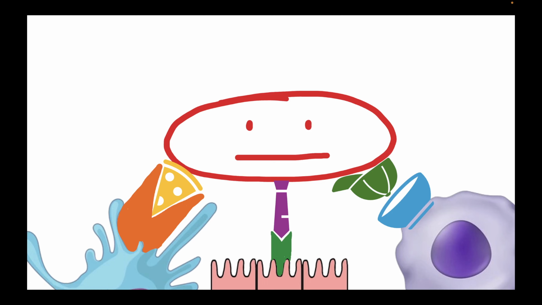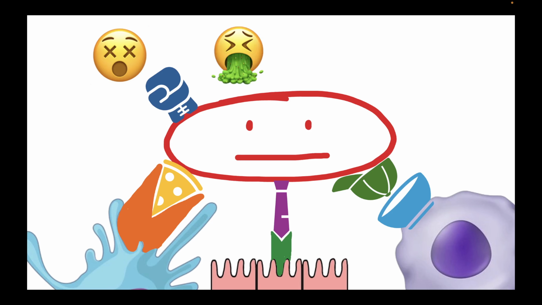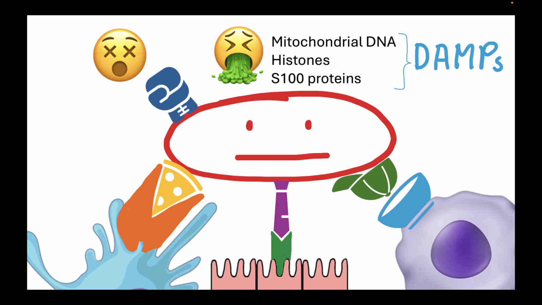And so these cells will recognize this pathogen. And now this pathogen is not just going to sit and do nothing. It's going to damage the cells around it and kill the cells that it is able to. And so when these cells die, they release or they vomit out everything that they contain, including mitochondrial DNA, histones, S100 proteins. So all of these different types of proteins that are supposed to be intracellular are released outside. And so these are called DAMPs, or damage associated membrane proteins.